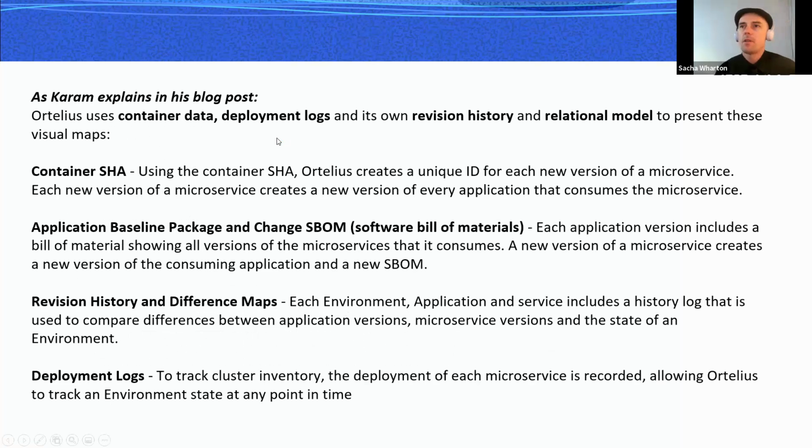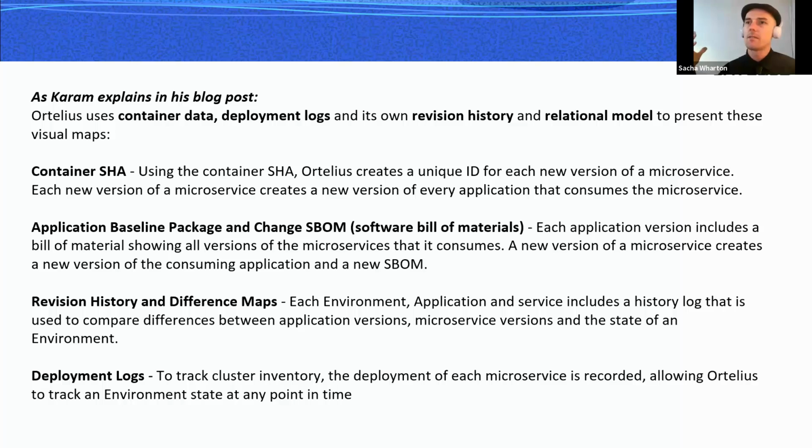So Karam wrote an excellent blog, which helped me understand and get a really good foundation about observability. And I had to quote his blog post in this presentation because it was just so brilliant. And it just explains what Ortelius uses to show these visualizations, because that's what they really are. They are proactive visualizations that almost work in near real time, and they really help you understand your application, like I said, now and in the future.